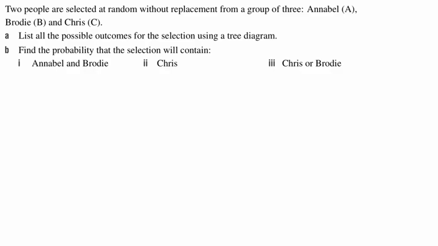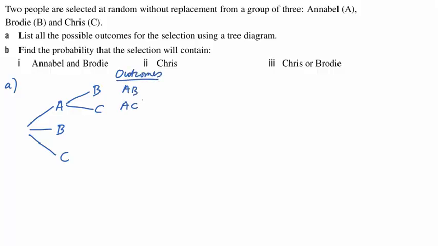So let's try and list all the possible combinations for the selection using a tree diagram. The first person chosen could be Annabelle, Brody, or Chris, and I'll just write them as A, B, and C. Now, if Annabelle is chosen first, there are two possible outcomes from that. We could choose Brody or Chris for the second person.